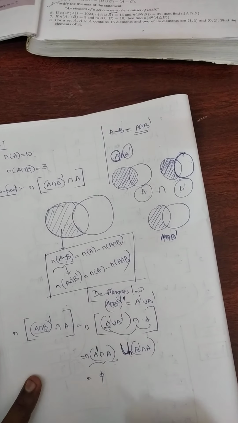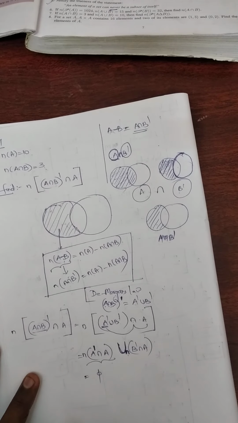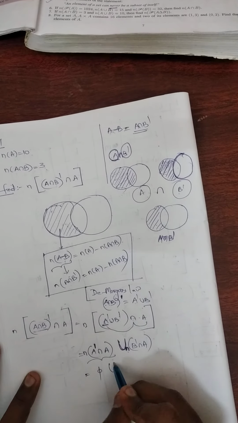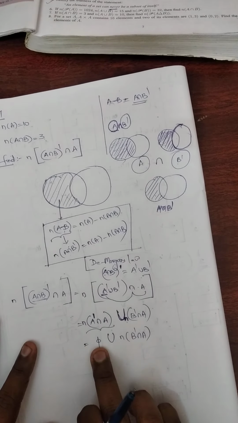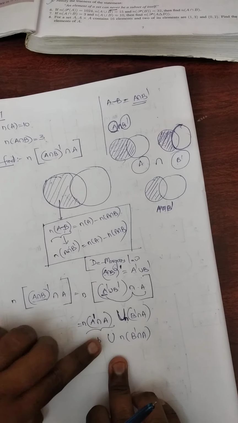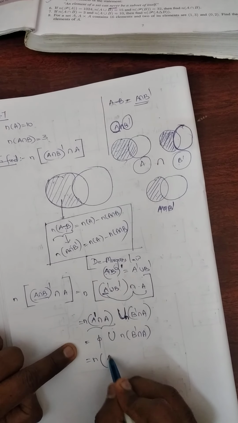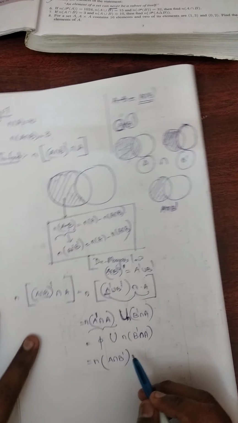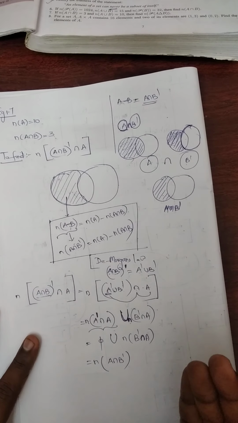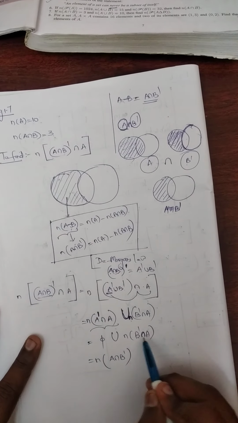A dash intersection A is nothing but the empty set. Union of the empty set with n of B dash intersection A is nothing, so I can write this set as it is. B dash intersection A, I can write as A intersection B dash, because intersection is commutative.